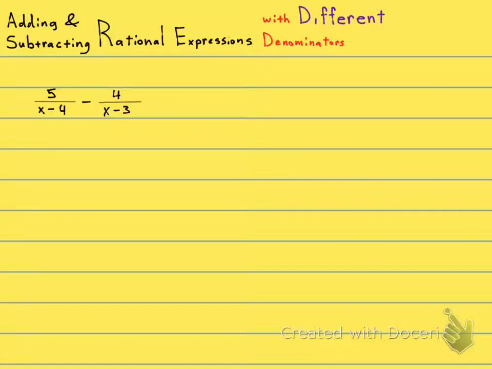We need to subtract these two rational expressions. Subtract rational expressions. And the denominators are very different. If you look at this one, the denominator is x minus 4, and this one is x minus 3. Okay, and that binomial has to stay together. You can't just take out, oh, they both have an x. Look, no, the x minus 4 has to stay together.